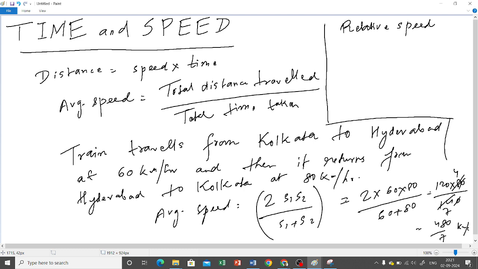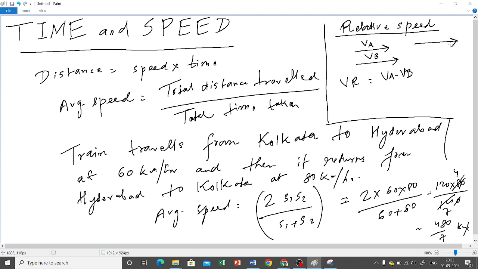How many of you know about relative speed? Relative speed is what? Say for example, an object is moving in this direction with speed VA, another object is moving in this direction with speed VB. What is the relative speed? The relative speed is VA minus VB, or VB minus VA.